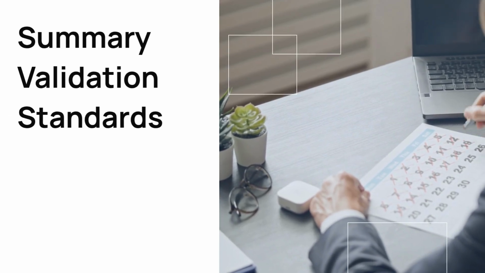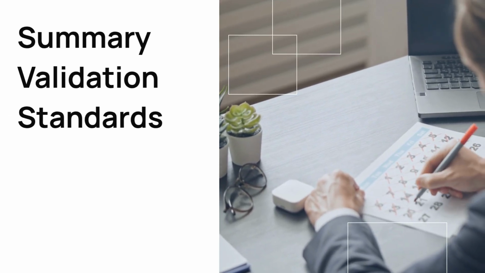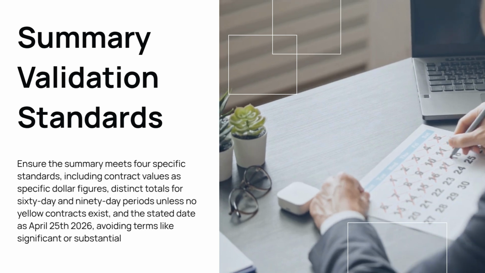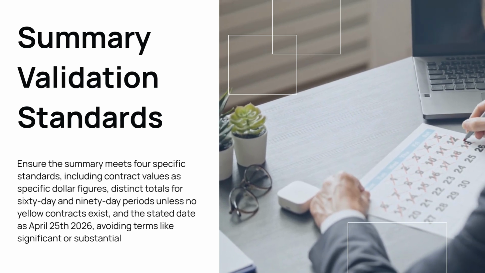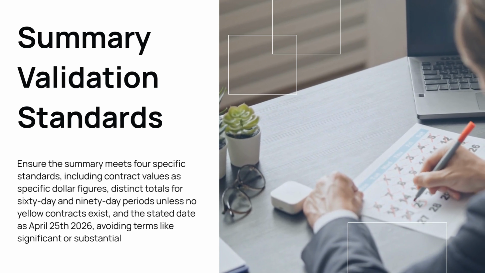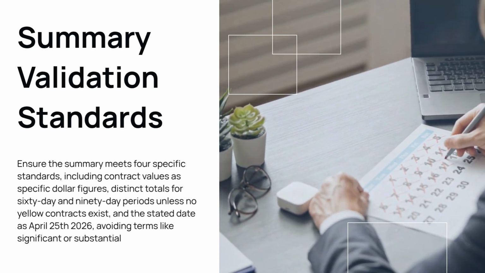Confirm the summary meets 4 specific standards. Every contract value in the table is a specific dollar figure. The 60-day and 90-day totals are different numbers unless no yellow contracts exist. The summary states the date as April 25, 2026. No value is described as significant or substantial.